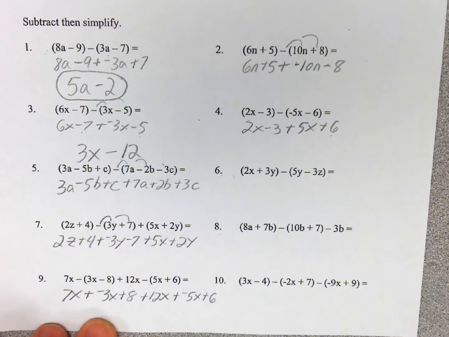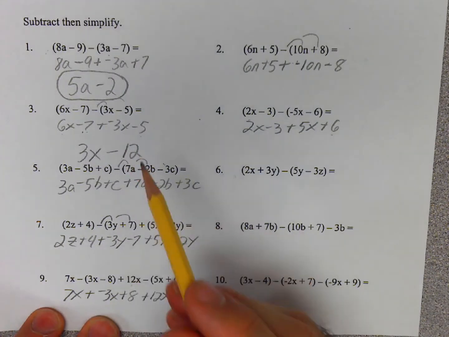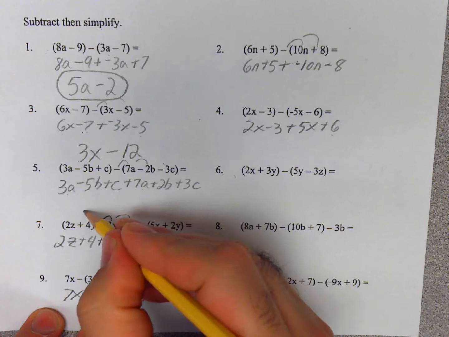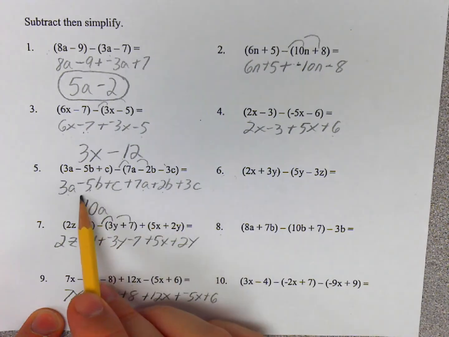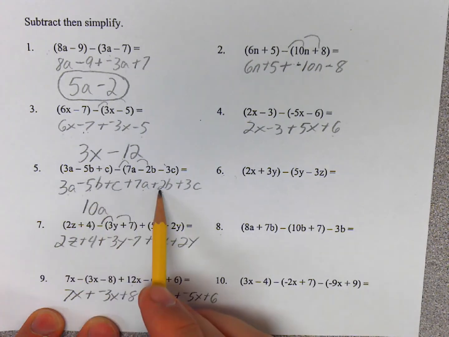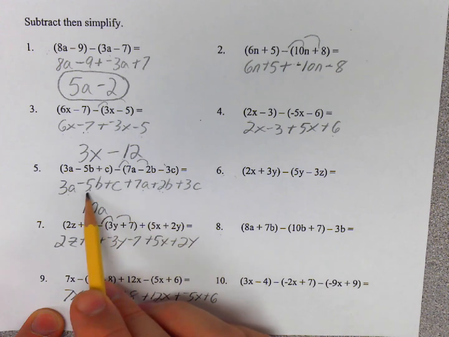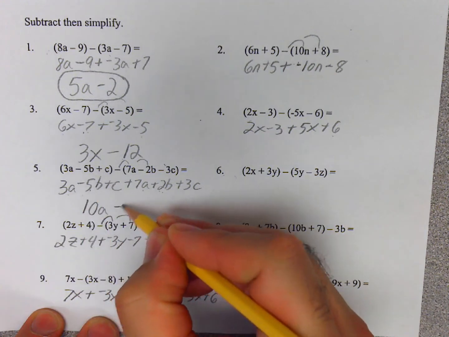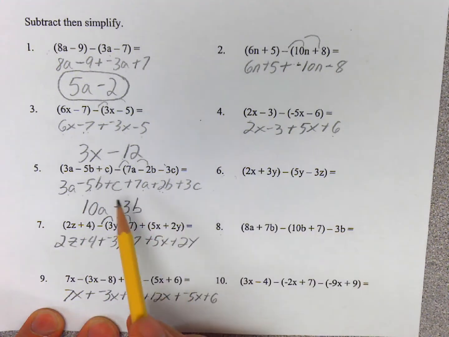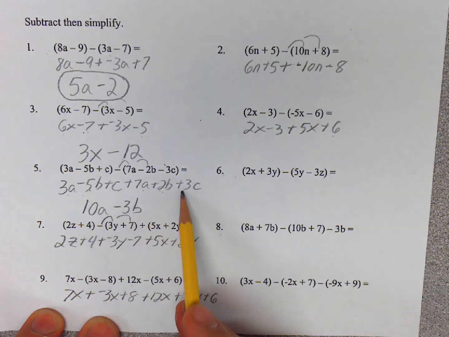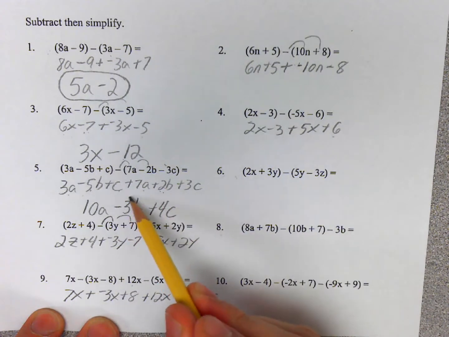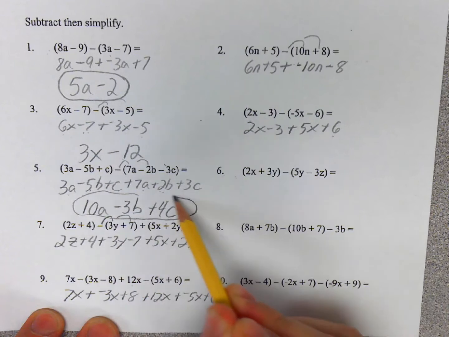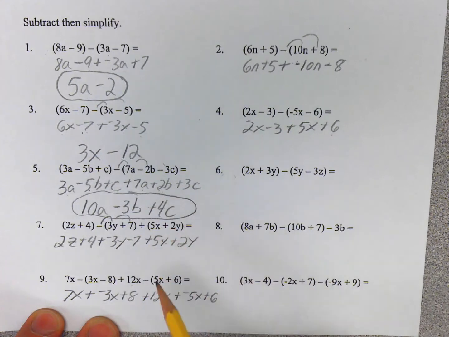All right? Right here, we're going to put the a's with the a's. That's 10a. B's with the b's. So negative 5 plus 2b. Right? I'm going to have to subtract those. So it's going to give me negative 3b. C plus 3c. There's my 4c. All right? So there we go. I can only put the a's with the a's, b's with the b's, c's with the c's.